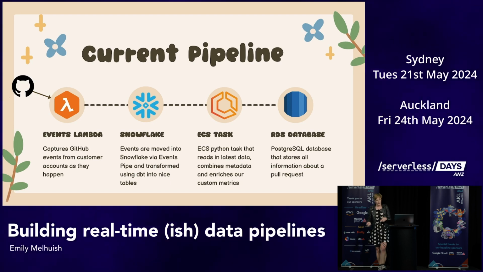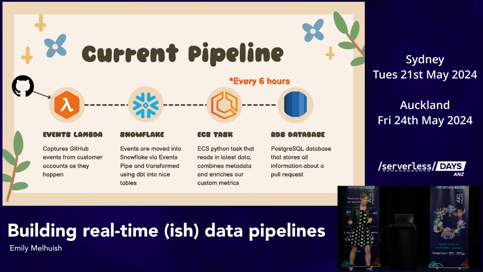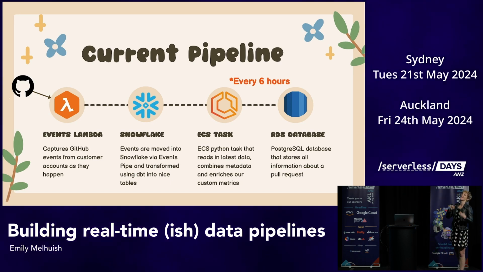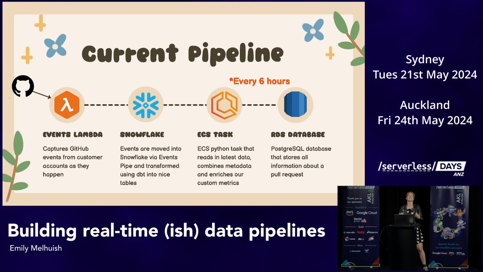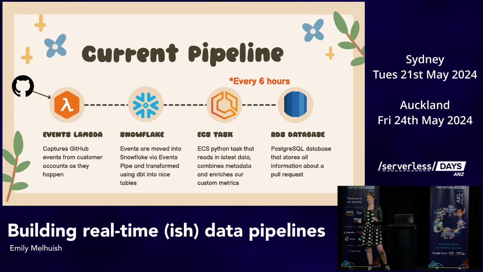So the only issue with this pipeline is that it's still kind of old school and a batch process. I'm getting there. It only runs every 6 hours. So if we were to pull the data from this pipeline, the pull request information could be up to 6 hours behind, which is not really great and not what the customer wants.